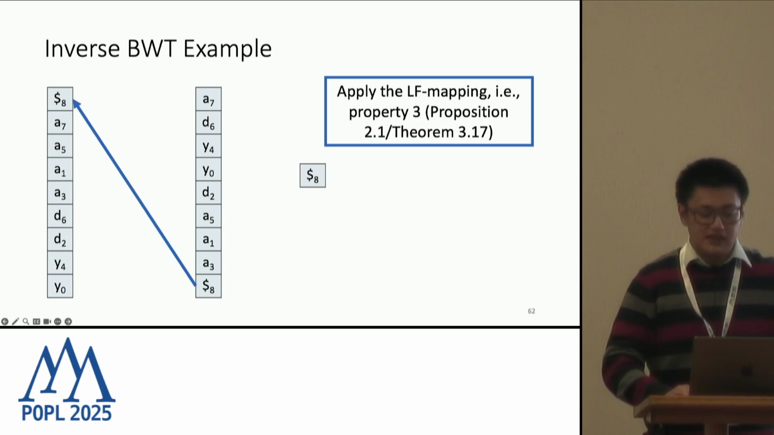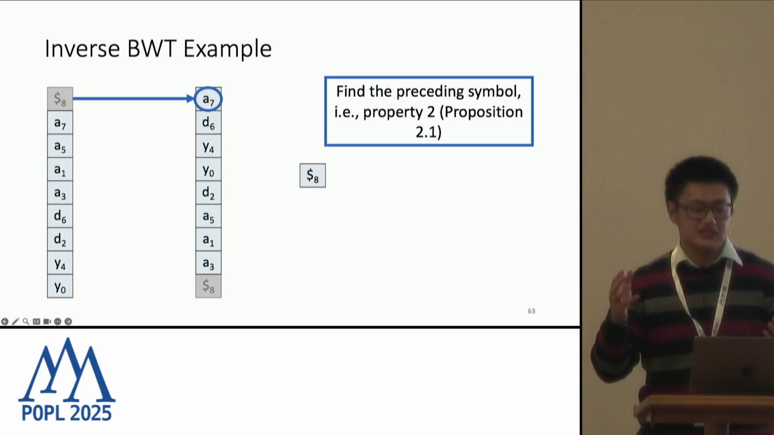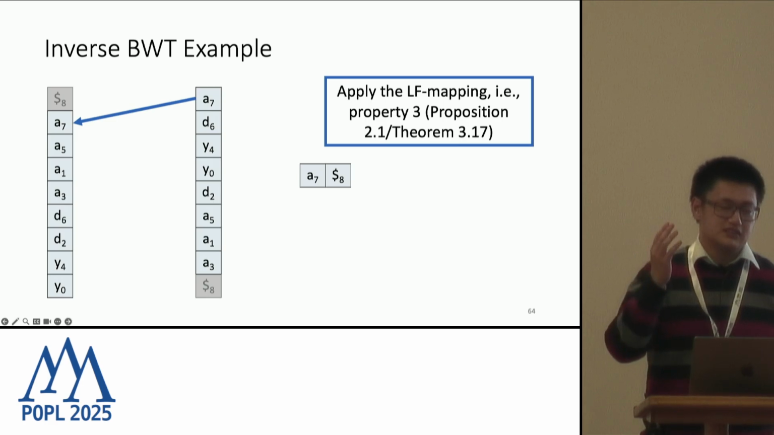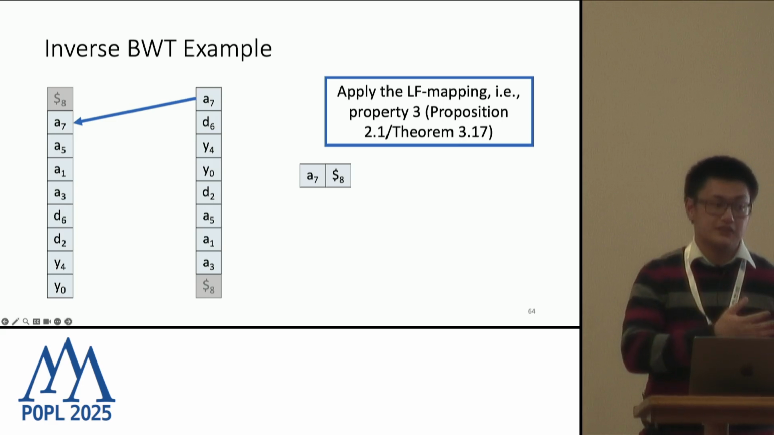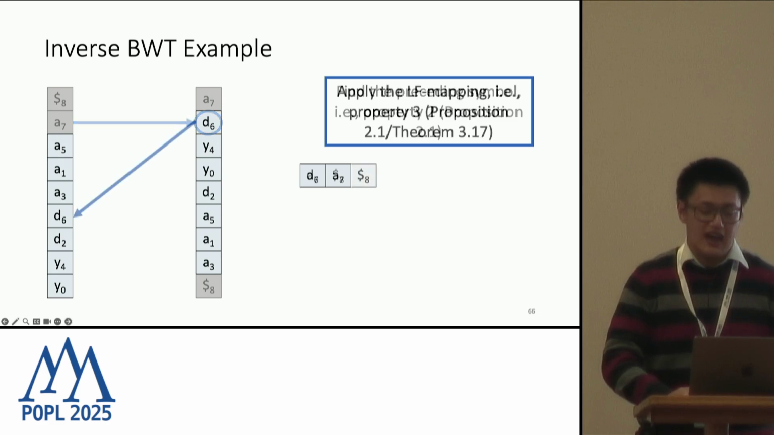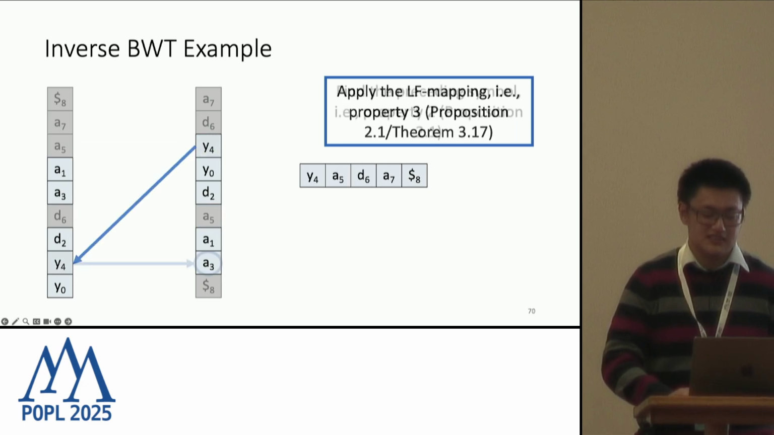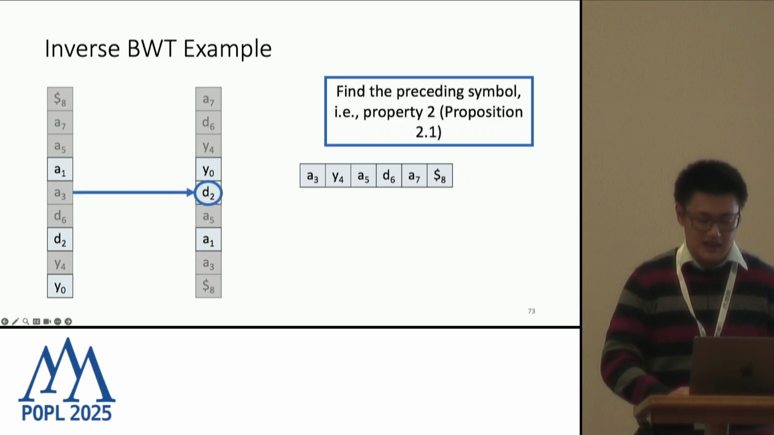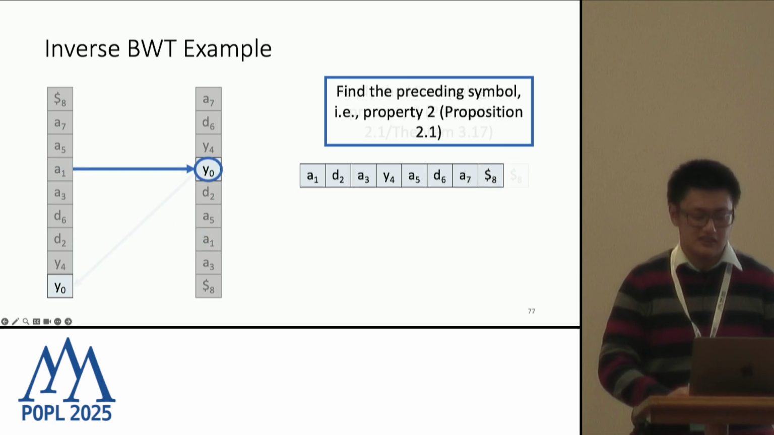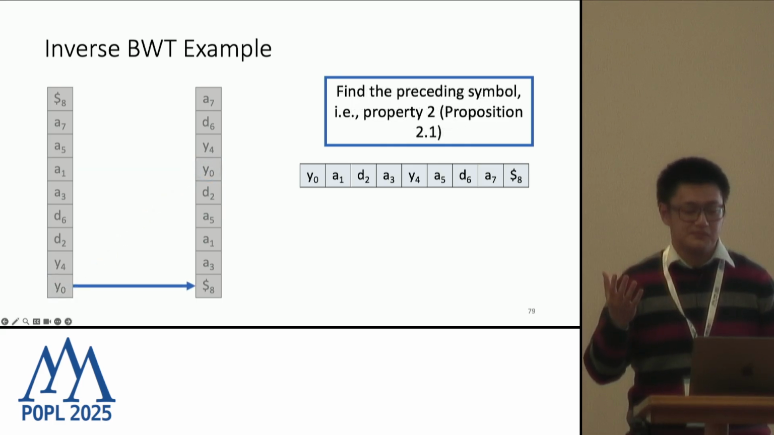So we use the LF mapping, and then we can use property 2 to find the preceding symbol in the last column, which is A7. And then we do the same, where we apply the LF mapping to find where that A7 occurs in the first column, and find its preceding symbol, which is D6. And we essentially just keep repeating this until we have a sequence that is either of the same length as the BWT-transformed sequence, or until we reach back at that sentinel. And that's the inverse.